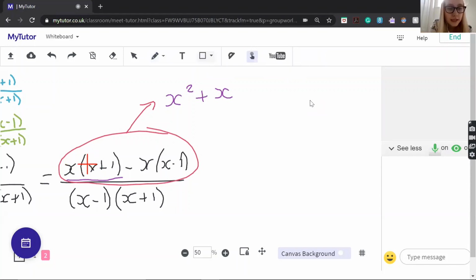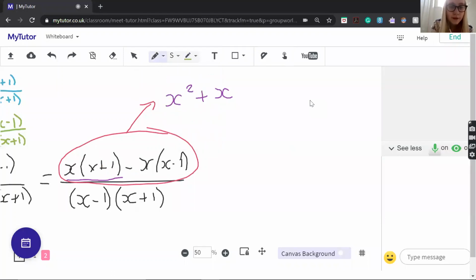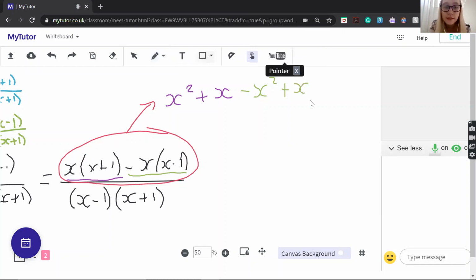That's because x times x is x squared and x times 1 is x. Again, that's just a rule of expanding. Now this bit's quite important because we're multiplying this whole bit by minus x. So we're going to do minus x times x, which is minus x squared. And then minus x times minus 1, which is plus x.